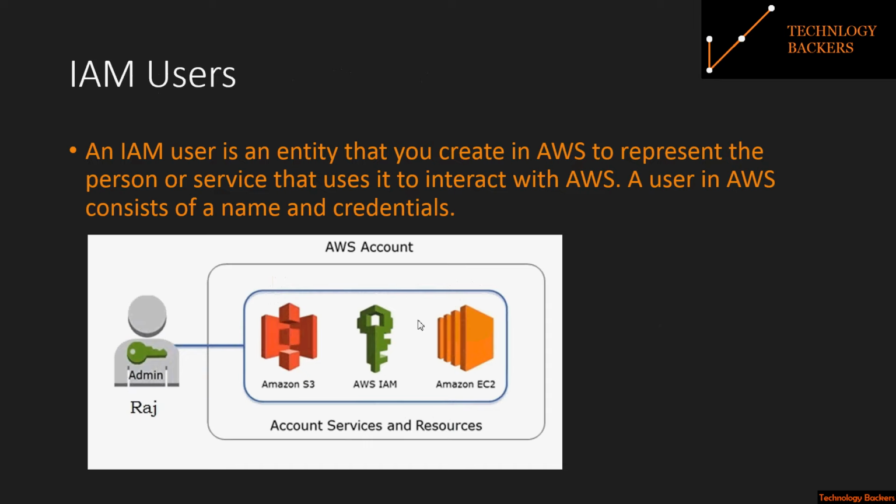Okay, so what is an IAM user? An IAM user is an entity that you create in AWS to represent a person or a service that uses it to interact with AWS. A user in AWS consists of a name and credentials. So here Raj is a user who is an admin who can access S3, IAM, and EC2 services. We will see this more in the lab.